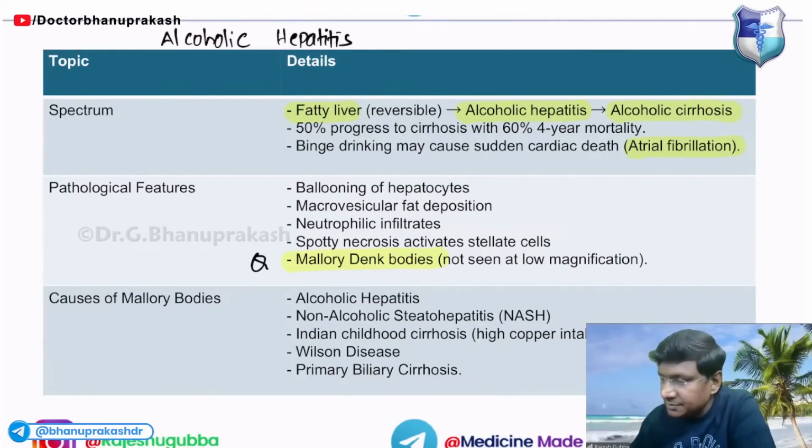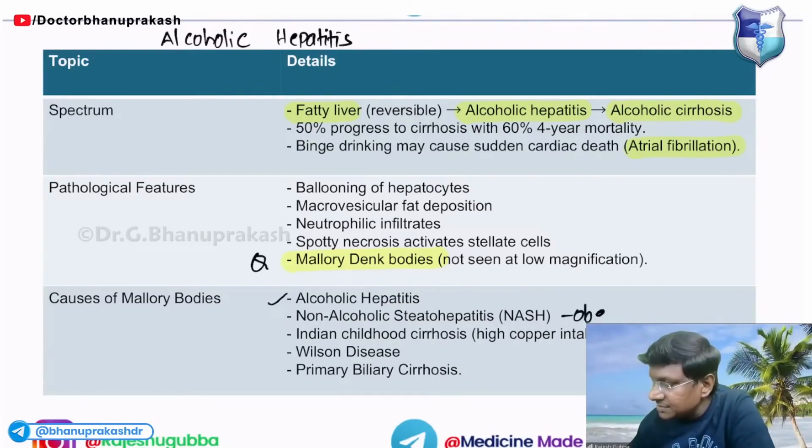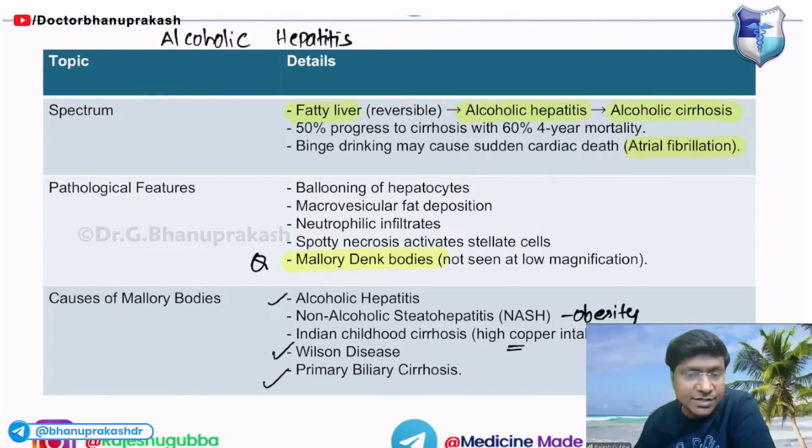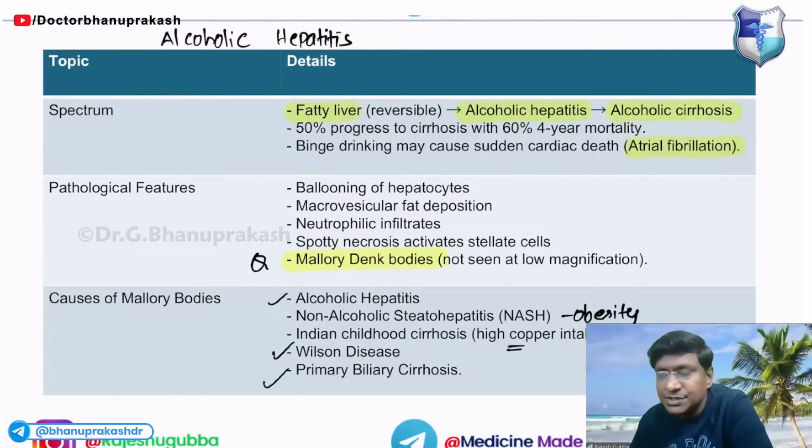So please remember, it is observed in alcoholic hepatitis. That is what we are discussing. The other conditions will be in case of obesity, that is non-alcoholic steatohepatitis. Then the individuals with high copper intake, that is Indian childhood cirrhosis, as well as Wilson's and primary biliary cirrhosis. So these are the other conditions where you have the presence of the Mallory-Denk bodies.